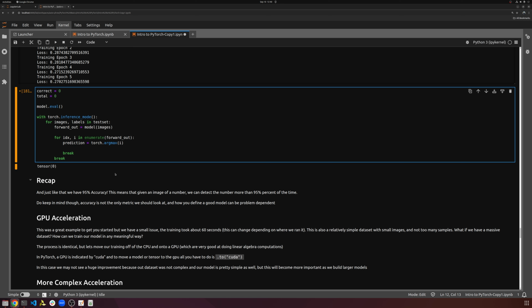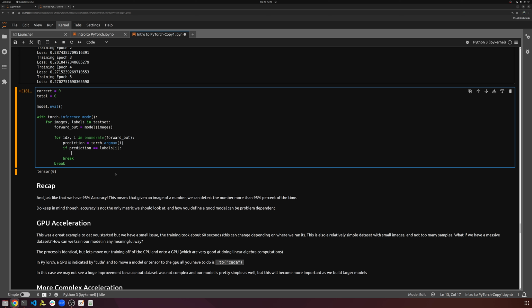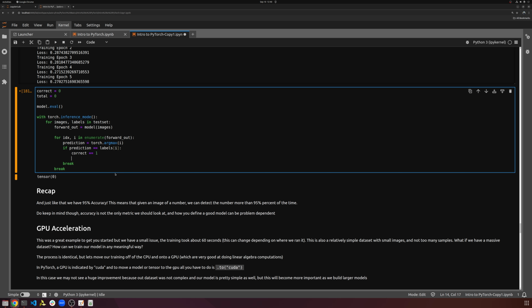And so then we're going to do if prediction is equal to labels[idx], then we can do correct plus equals 1, right? If my prediction, the max prediction, the max probability, right? Because whatever has the maximum logit will also have the maximum probability, right? They're the same thing. So whatever has the highest value, if it's correct, then we can go ahead and just add 1. And then we can do total plus equals 1. So we just keep track of how many samples we have.